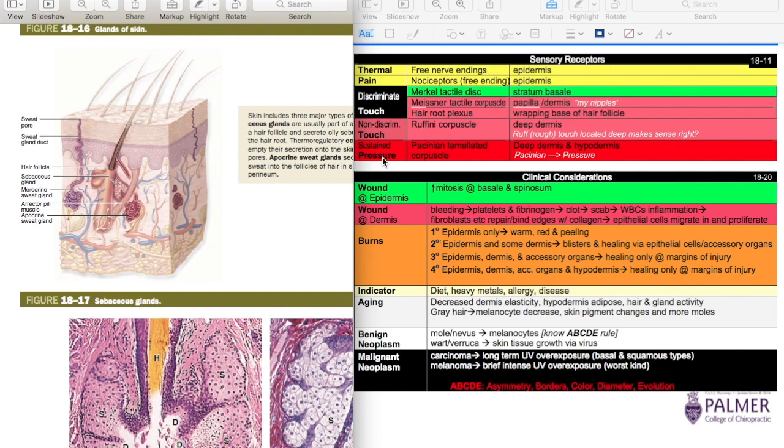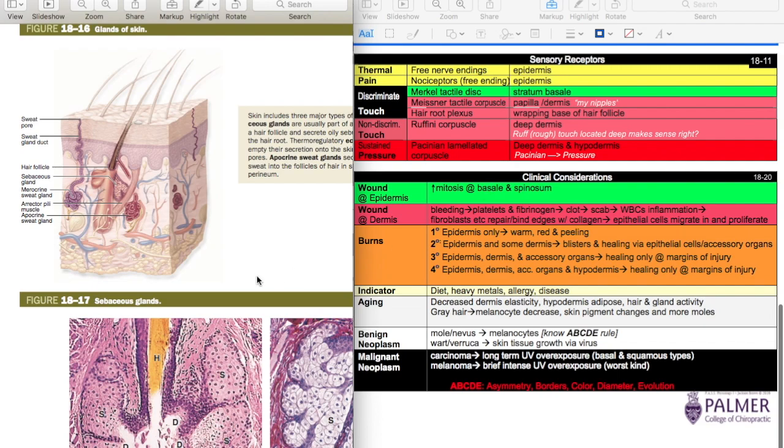And then the deepest receptor is going to be the Pacinian, P for pressure, Pacinian pressure. It also just makes sense that the deeper down it is, the more you're going to have to apply pressure to trigger the pressure receptor. So it's the deepest layer, down in the deeper dermis and even way down in the superficial fascia, hypodermis, subcutaneous layer.